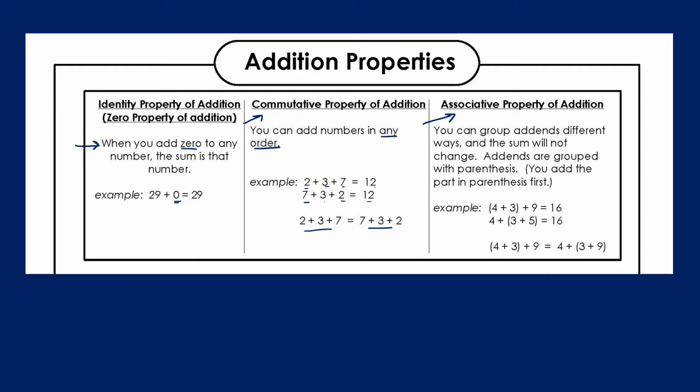Associative property of addition. You can group addends different ways, and the sum will not change. Addends are grouped with parentheses. You add the part in the parentheses first. For example, 4 plus 3 plus 9 equals 16.